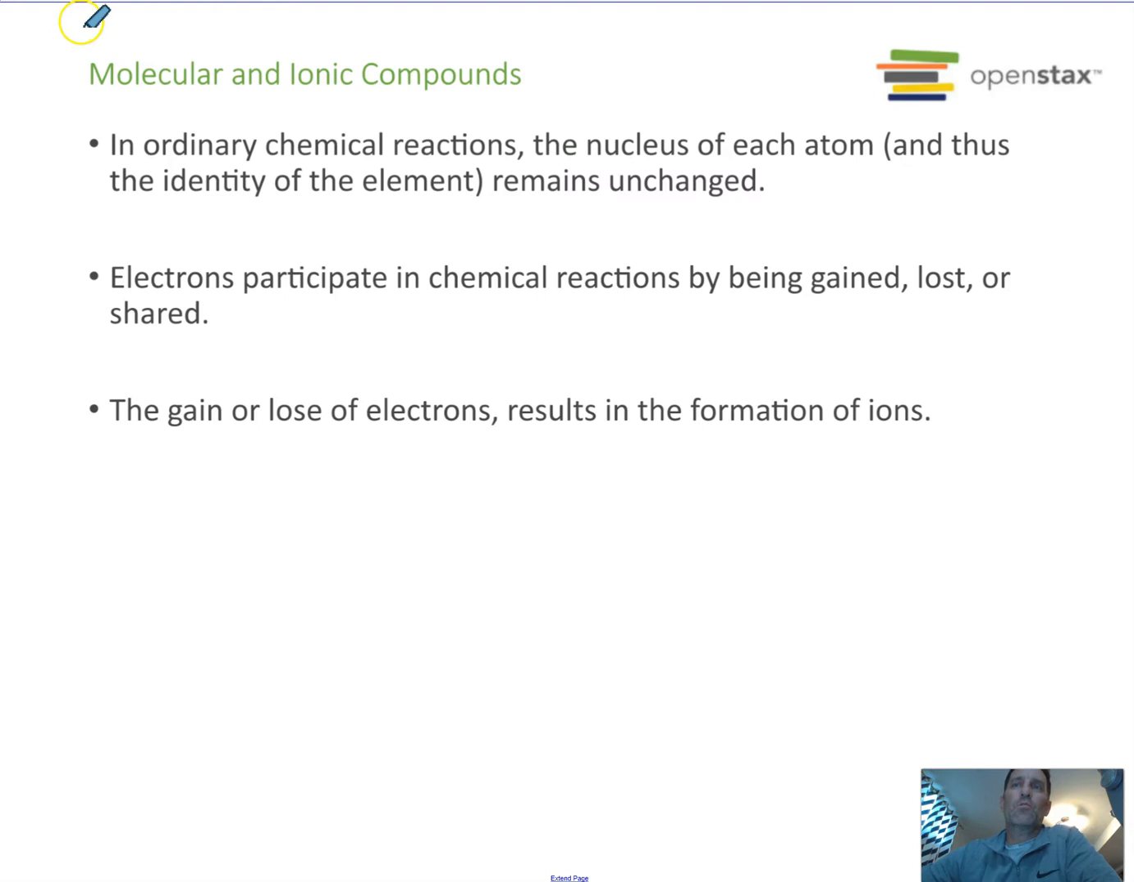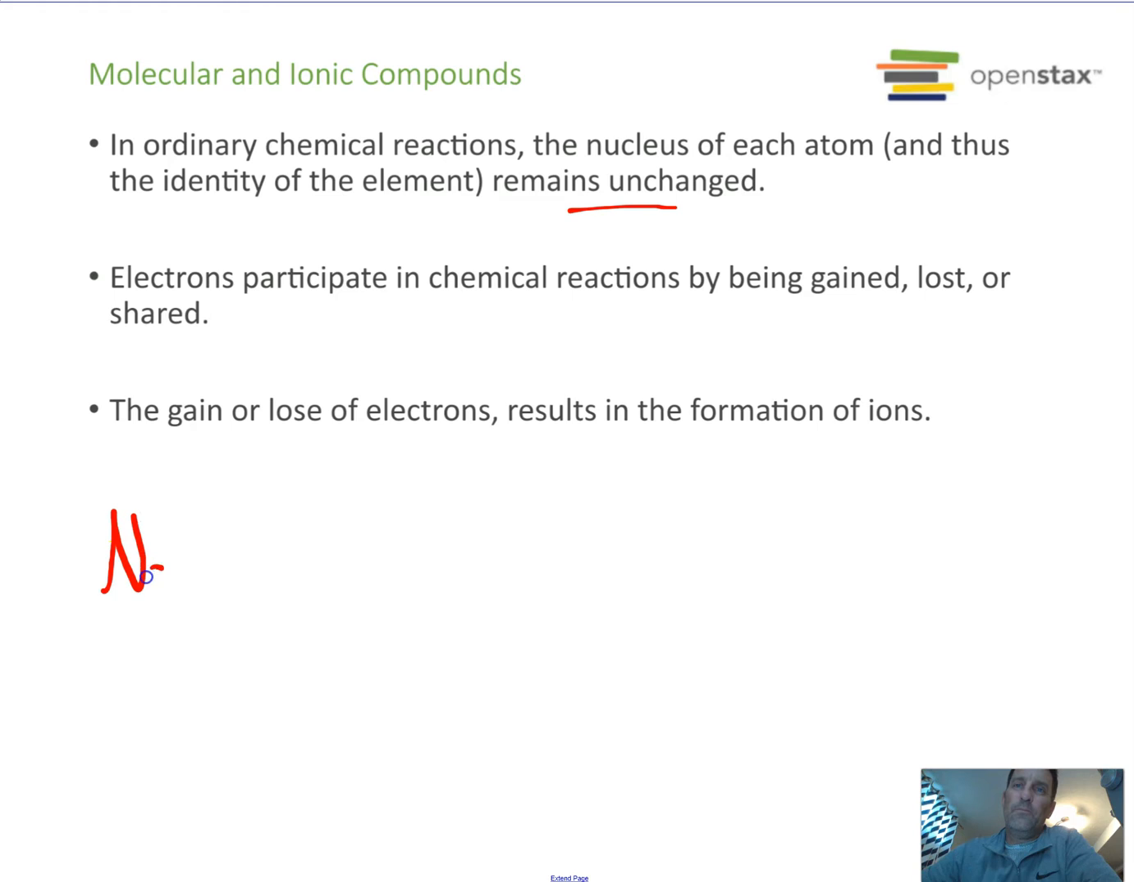In ordinary chemical reactions, the nucleus of each atom, and thus the identity, remains unchanged. So when we say ordinary chemical, we mean not nuclear reaction. So in our class, in a reaction, the identity of the element remains unchanged. Electrons participate in chemical reactions by being lost or gained. The gain or loss of electrons results in the formation of ions.